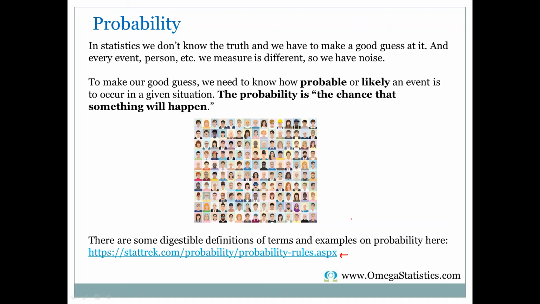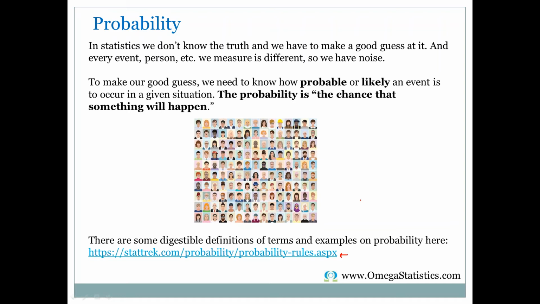Okay. So in statistics, as I was saying, we don't know the truth. We have to make good guesses at it, a real good guess, and we have tools to do that. So every event, person, etc., we measure is different. So we have noise, which is also called error, variability. If everything was exactly the same, if everybody was the same height or the same weight, then we wouldn't need averages or anything like that.